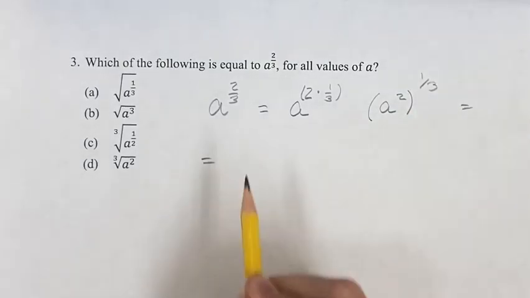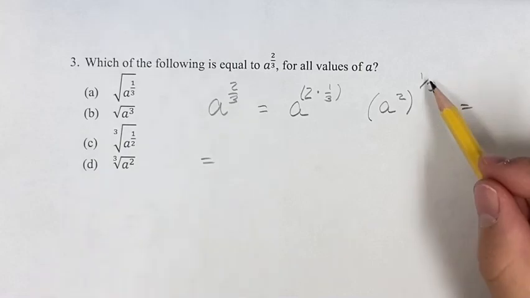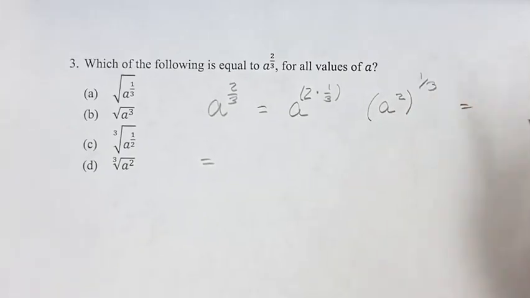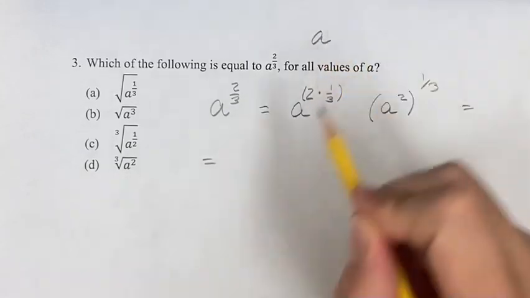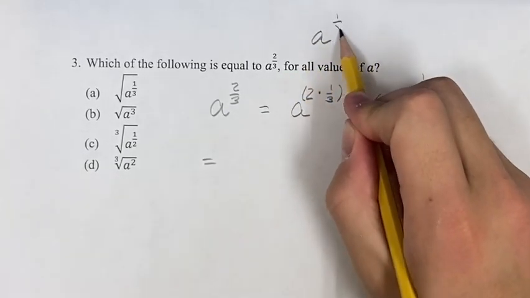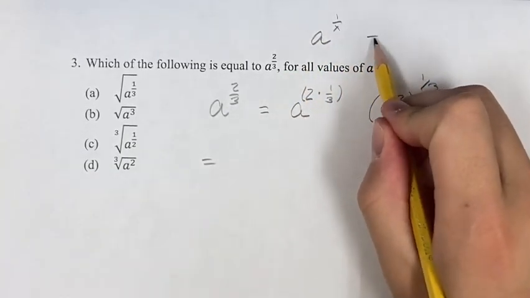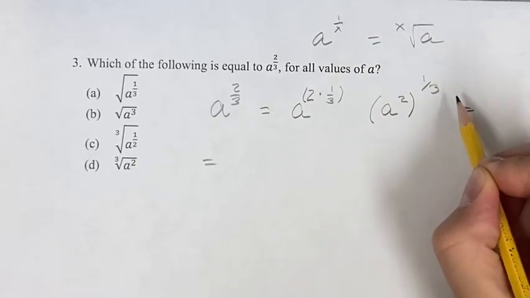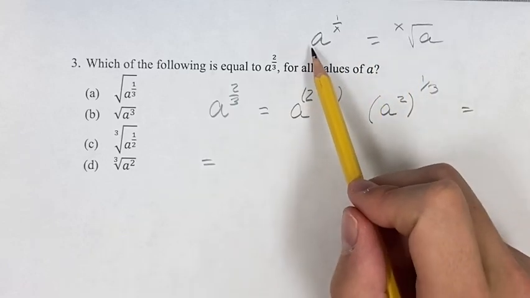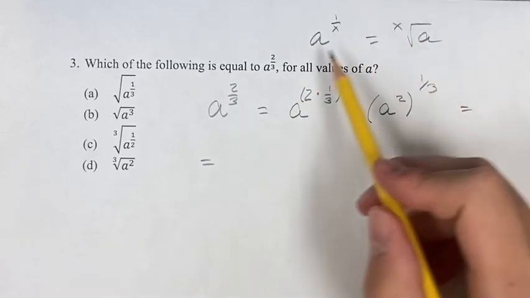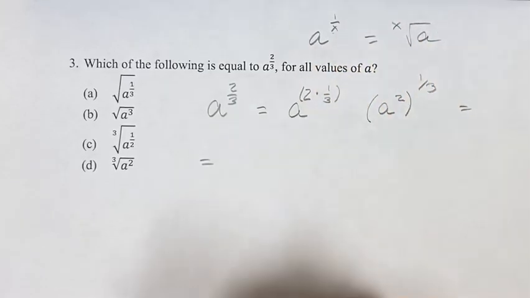Let's bring this over here. What does it mean for something to be to the 1/3 power? Well, let's use a here for our example. A to the 1 over x, where x is some number, is going to be the xth root of a, right? So a to the 1/2 would be the square root of a, to the 1/4 would be the 4th root of a, and a to the 1/3 would be the 3rd root of a.